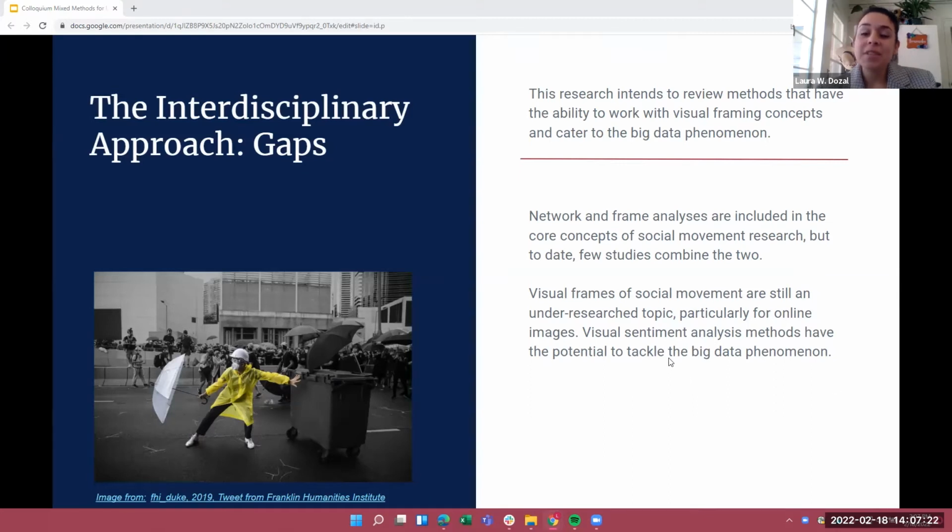Network and frame analysis are included in the core concepts of social movement research, but not much research, if any, has combined the two. And then to add on to that, visual frames of social movement are still an under-researched topic, particularly for online images. And so I thought that visual sentiment analysis methods might have the potential to tackle the big data phenomenon.